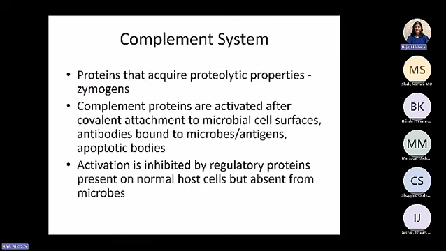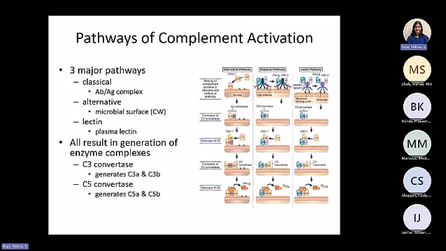Talked about zymogens, and they are activated. Once they are activated, they'll make bigger complexes. Also, the activation is inhibited by some regulatory proteins that are present on normal host cells, but they are absent in microbes. So the microbial surface will get targeted by the complement, but our own host cells don't get targeted because they are protected by these regulatory proteins. Talking about complement activation, there are three pathways: classical pathway, alternative pathway, lectin pathway.